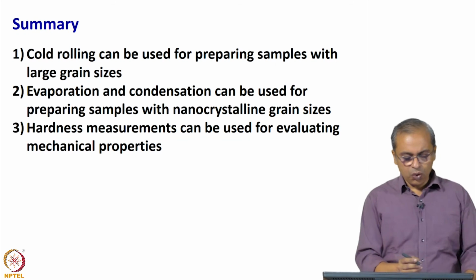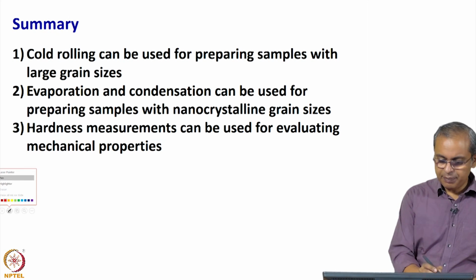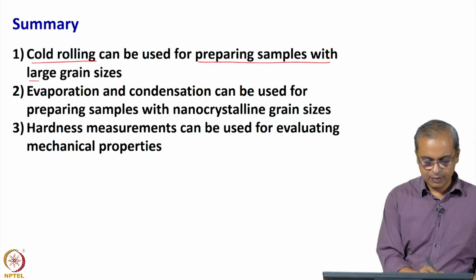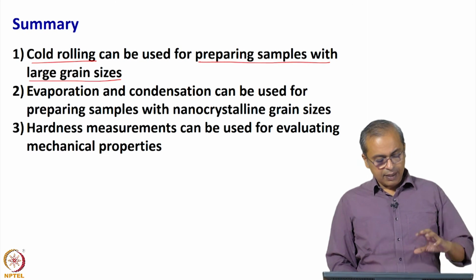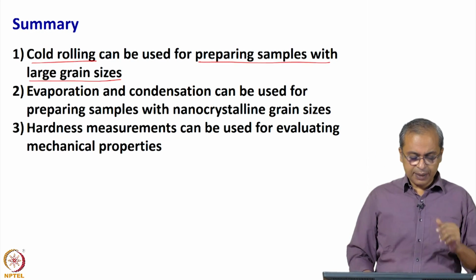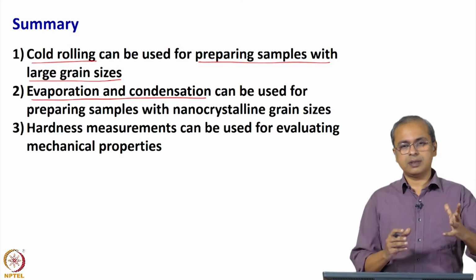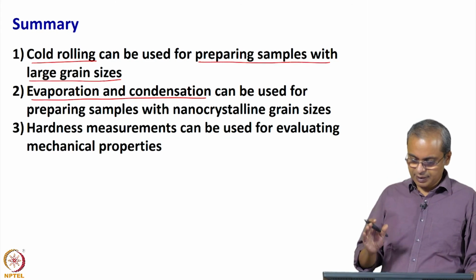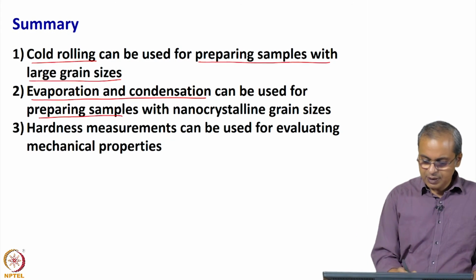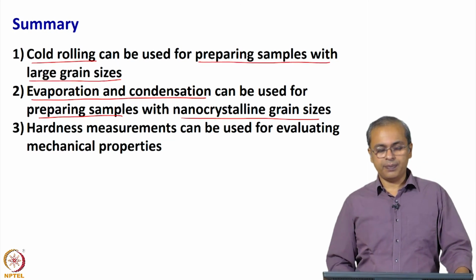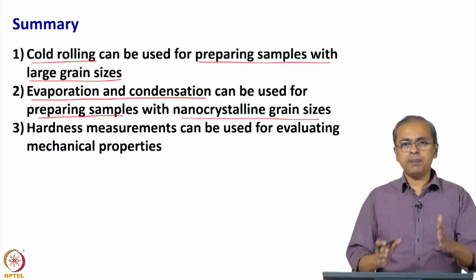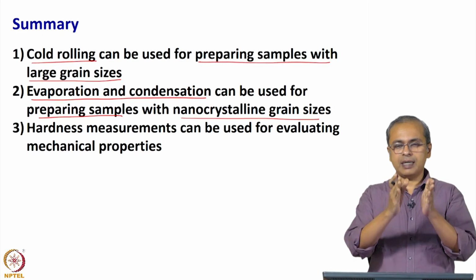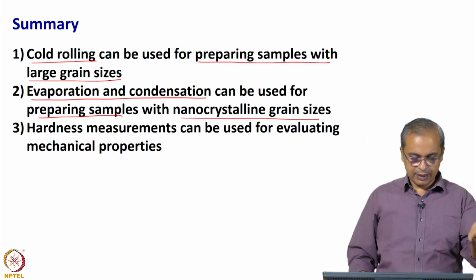So, in summary, cold rolling can be used for preparing samples with large grain size, macrocrystalline kind of grain size. Different types of evaporation and condensation processes can be used, based on your sample and the system that you are working with, for preparing samples with the nanocrystalline grain size. Between the first step and the second step you will get a range of samples of narrow grain size distribution, but of different values of mean grain size in the macro scale as well as the nano scale.